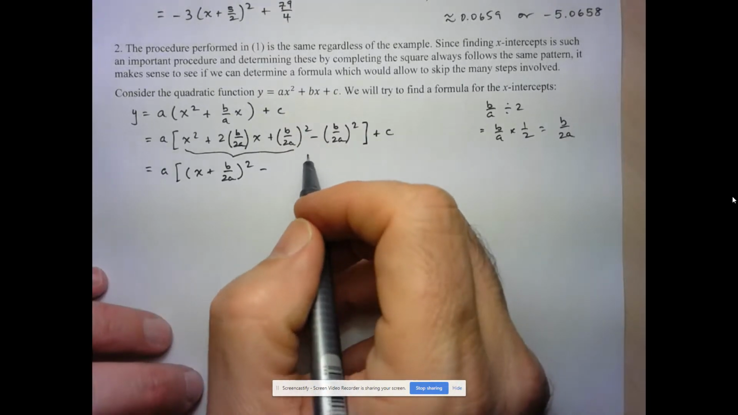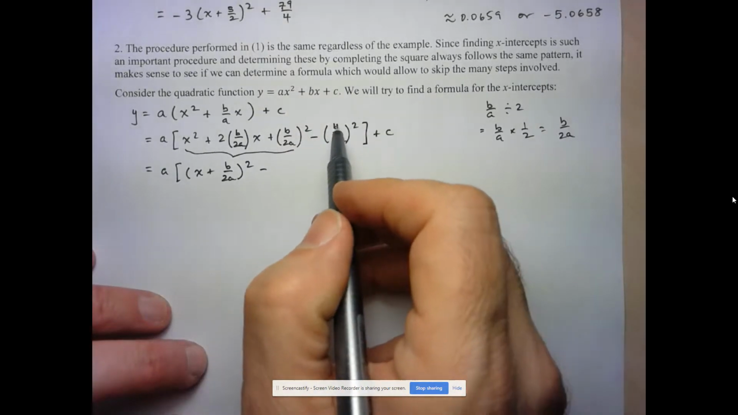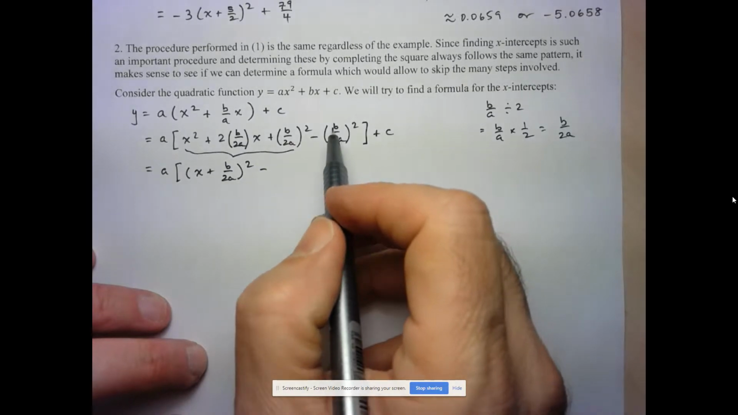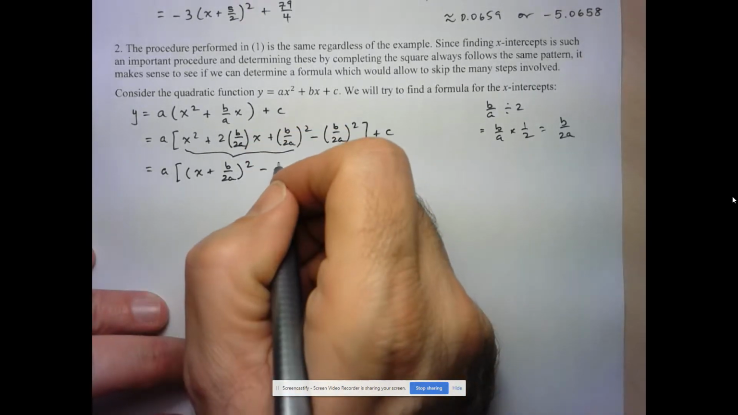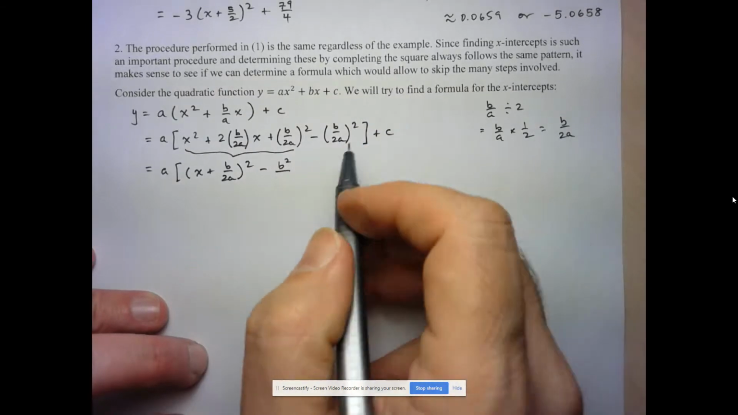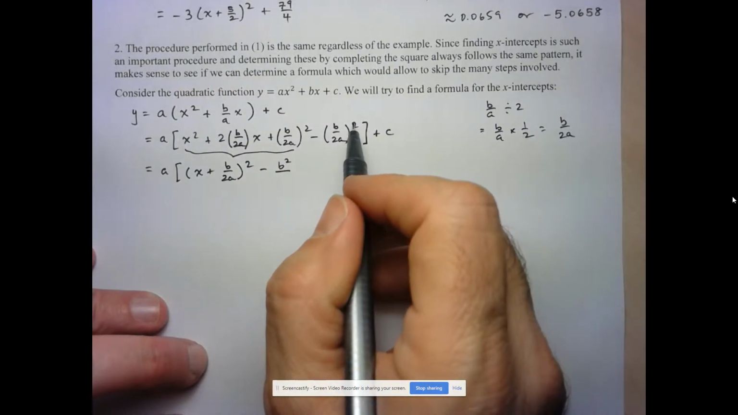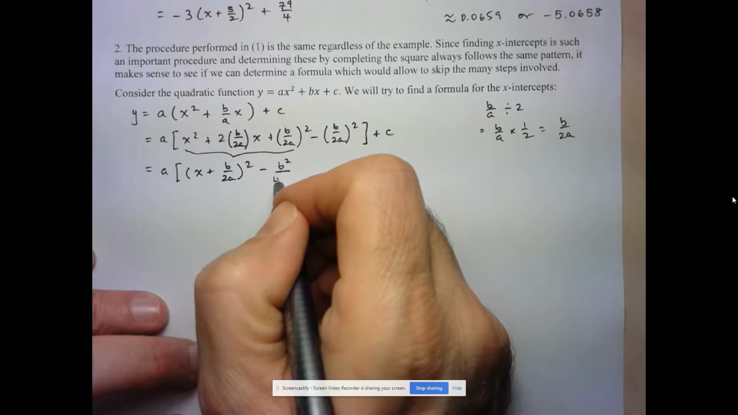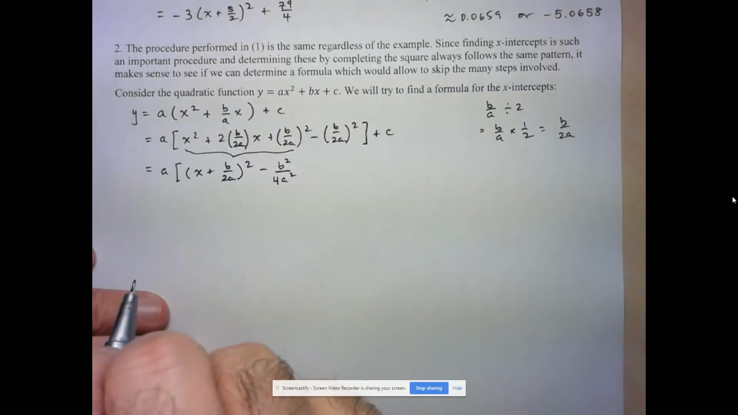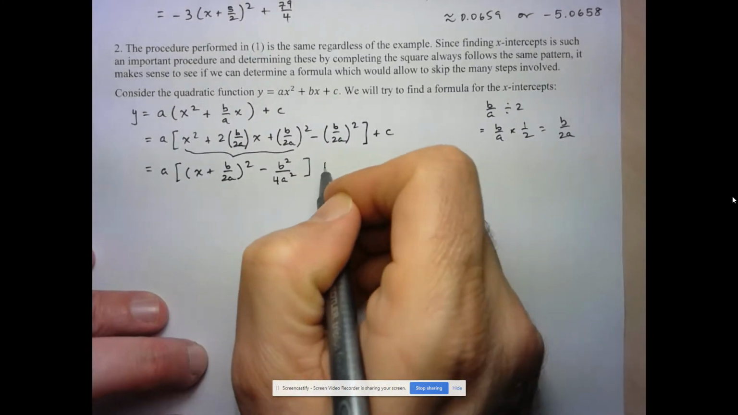Okay, and let's expand this here. So since I'm squaring a quotient, that's the same as squaring both the numerator and the denominator. So this is just going to be b squared over, and be careful here, 2a is being squared. So when I do that, it's 4a squared. All right, and then plus c.